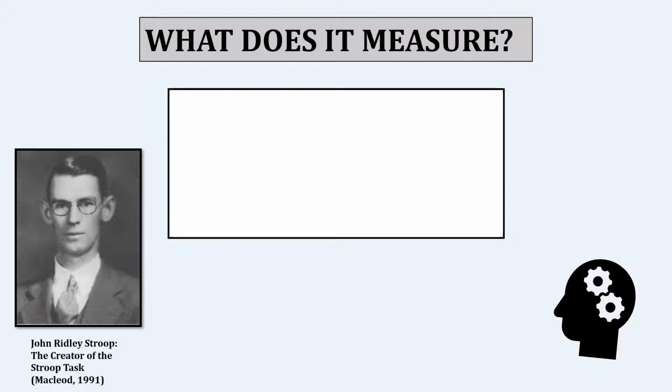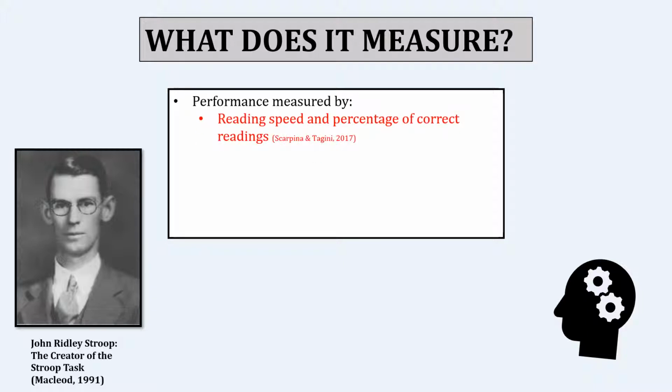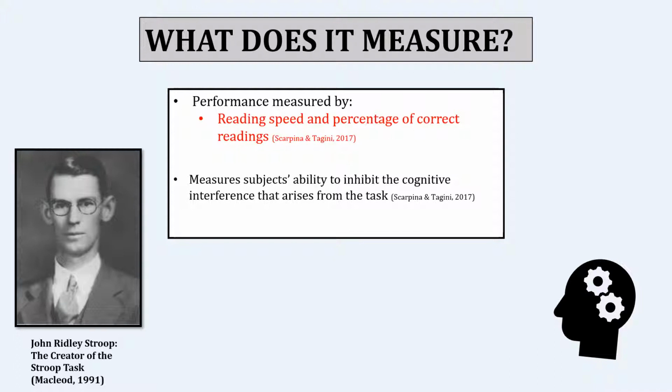What does it measure? Performance on the Stroop task is measured by the time it takes to respond to the word stimuli and the percent of correct readings by the participants. Overall, it measures a participant's ability to inhibit the automatic process of reading the word in order to perform the less automatic process, which is saying the color of the ink aloud.